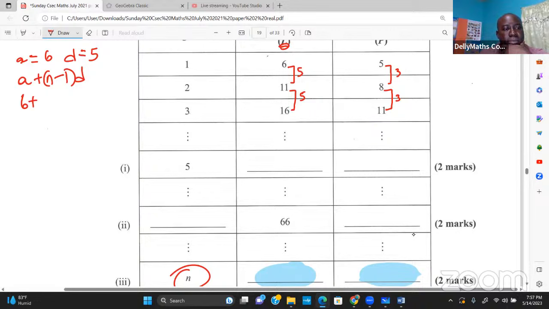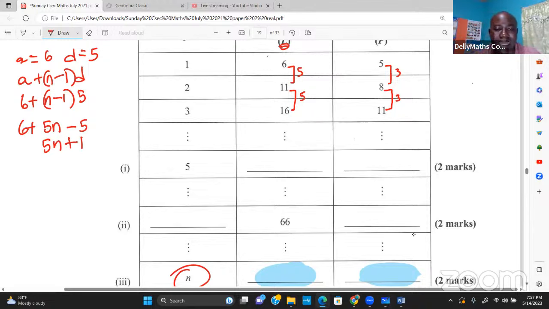6 plus n minus 1 times 5. Distribute your 5. 6 plus 5 times n, 5n. 5 times -1, -5. Simplify. 5n plus 1. Sometimes it's not really easy to see that it is 5 times n plus 1. Sometimes it will take you long, and that is why I'm saying do this when you find the common difference. Do it. Get it out the way and go quickly. Now, fill out the next one as well.